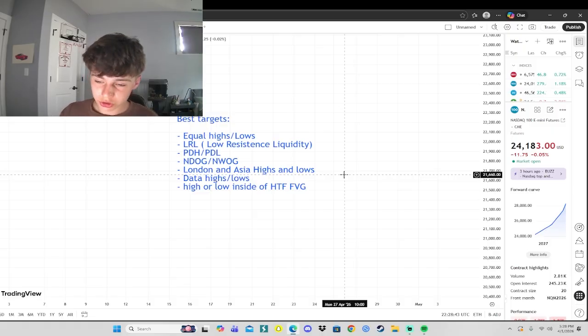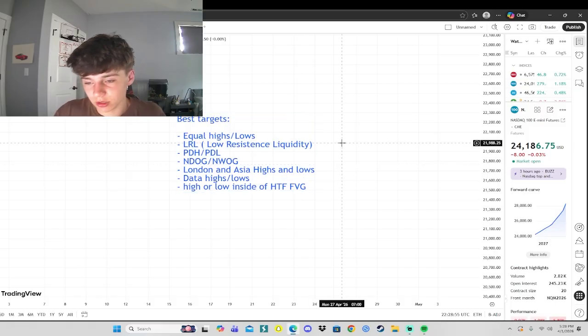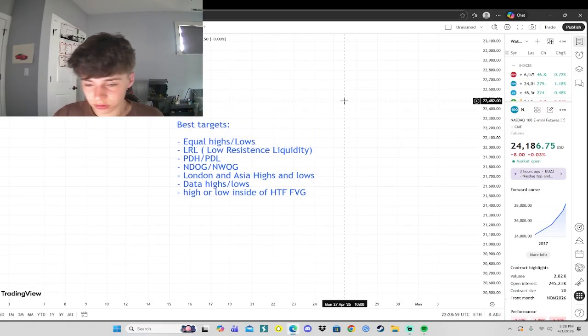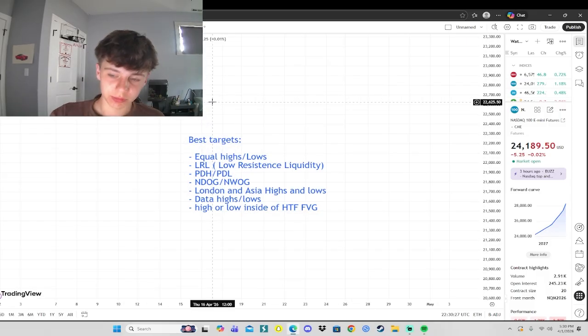So looking straight at this, the one that I most normally use is highs or lows inside of high time frame fair value gaps. That's the one that I look for most often, but you don't always have those. You have to look for other ones. It honestly just depends on the day, depends how price has been, but these are all targets that you can look for during your trading sessions. Okay, so we're going to be going through all these in order.